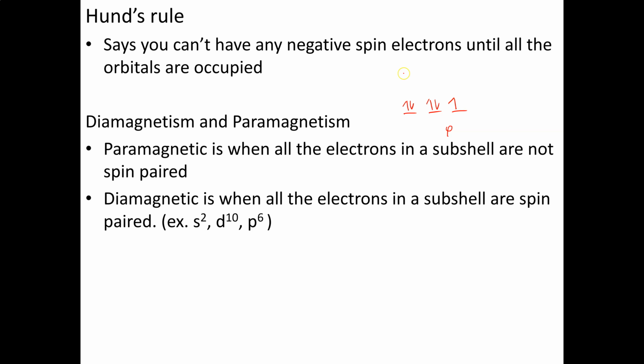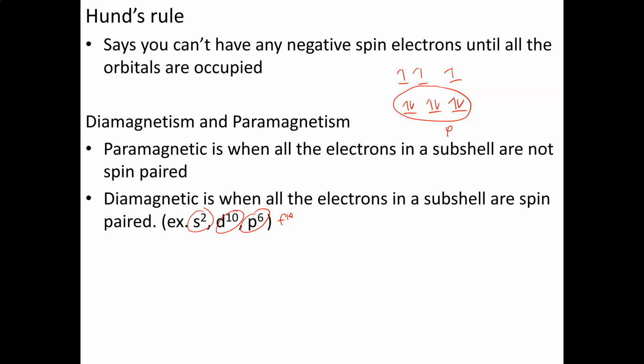There's one that's empty, right? It could look like that. It could look like this. It could look like this. Like any variation. The only time that it's diamagnetic, these are all paramagnetics, by the way, the only time it's diamagnetic is when it's all spin paired. So when all the orbitals are fully occupied, you're spin paired, then you're diamagnetic. So when is it diamagnetic? At S2, D10, P6, and you might as well throw F14 in there as well.